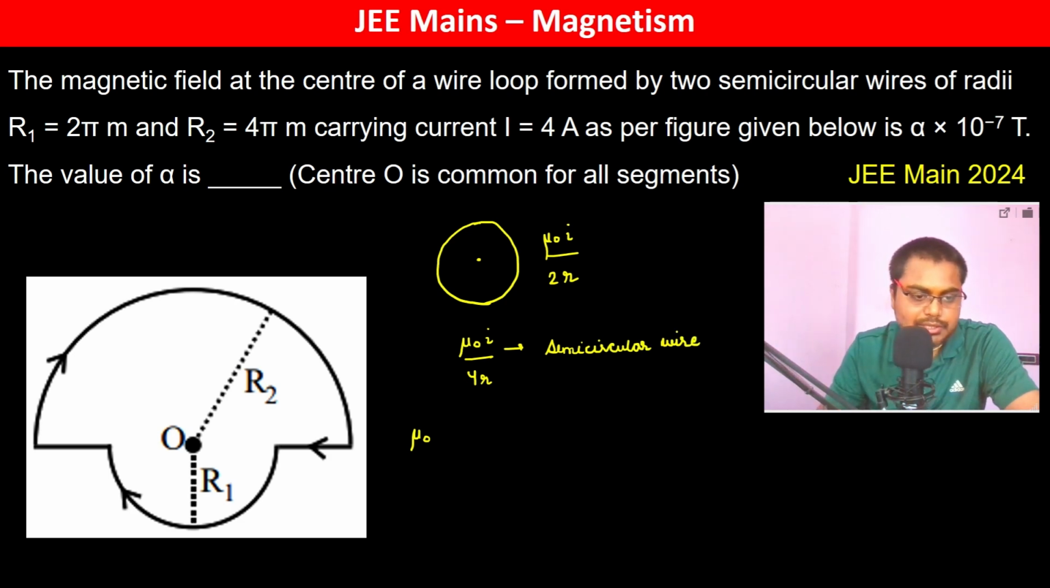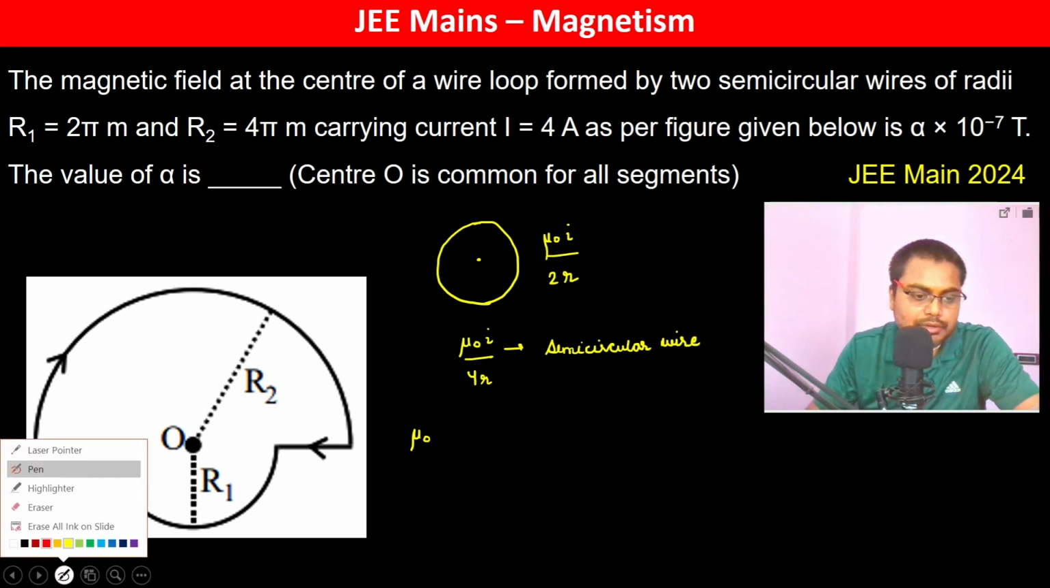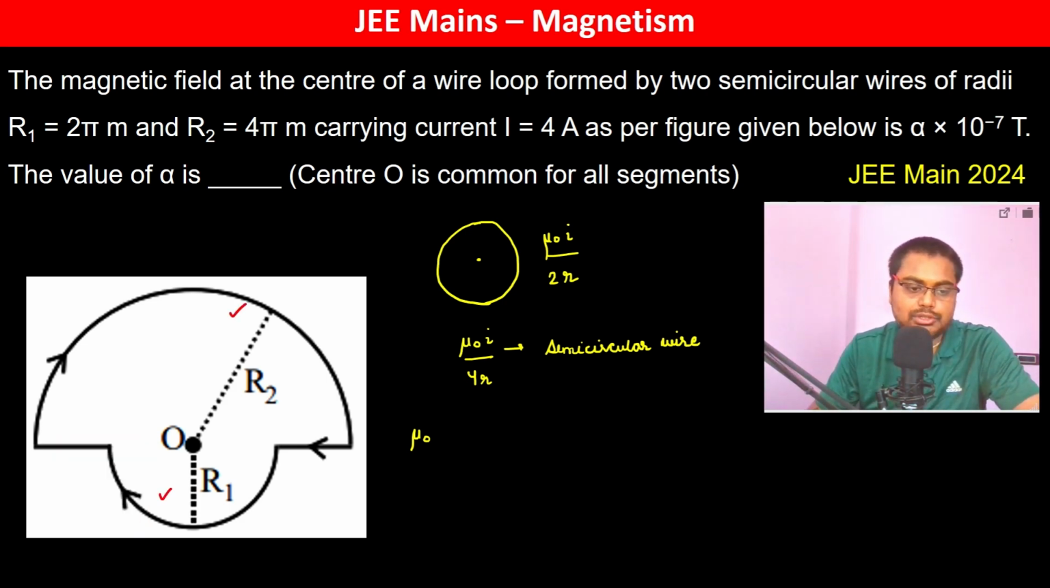Now since we can see here that the sense of magnetic field is going to be the same for R2 also, for R1 also. So therefore we have to write mu naught I is 4 ampere, so mu naught into 4 ampere divided by 4 into R is 2 pi meter, plus mu naught I, which is again 4 ampere divided by 4 into 4 pi meters.